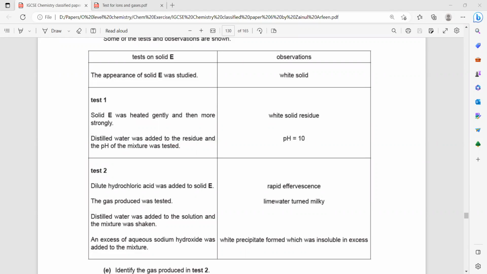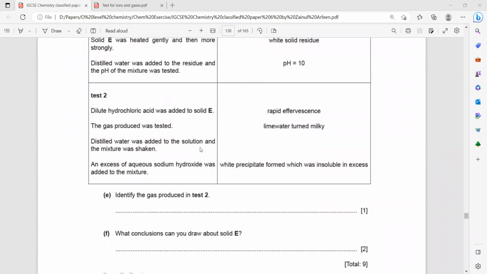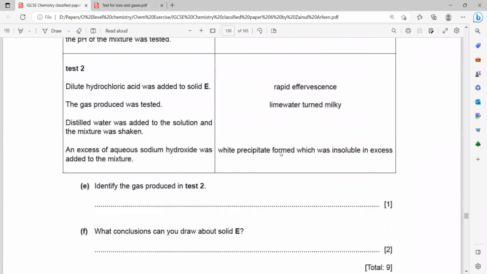What is distilled water? Distilled water is pure water which does not contain any impurities. That's called distilled water. So in a lab, because we use distilled water, there are no soluble or insoluble impurities in it, which does not interfere with the result.